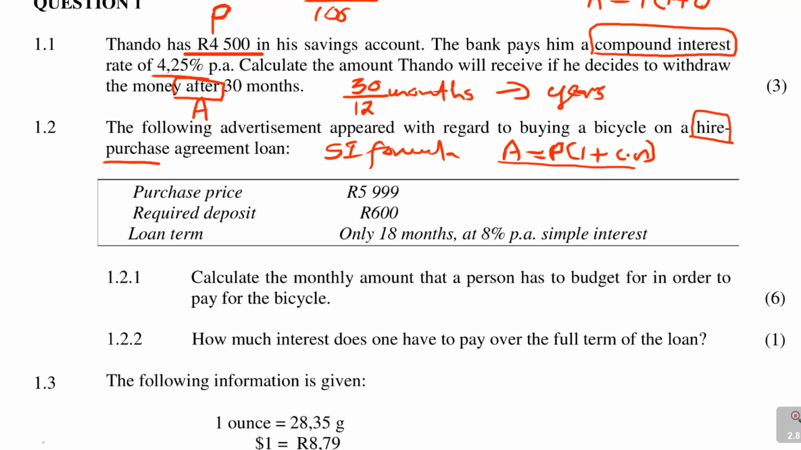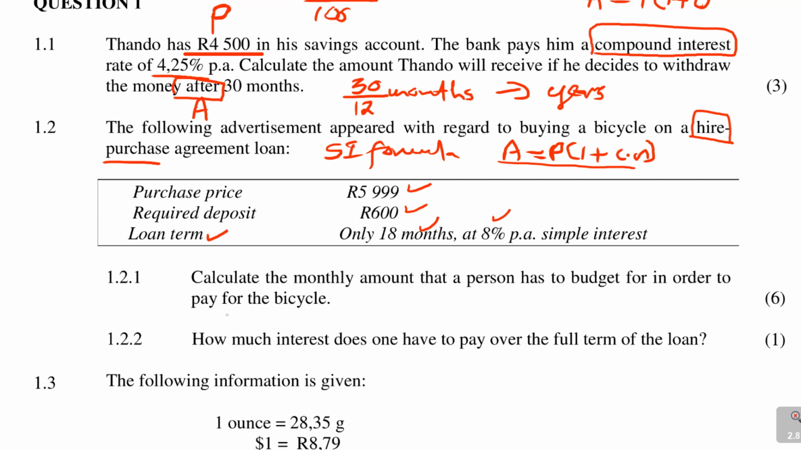And then they give you the conditions of the hire purchase. They are saying that the purchase price is 5,999. The deposit requirement, you see there is a deposit here. What is the deposit? The deposit is 600. That is important whenever you're looking at these things. And then the loan term, it's a loan, and they're saying only 18 months. They give you the months, and then they give you the interest.